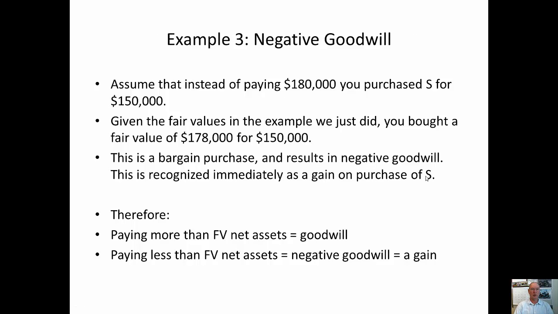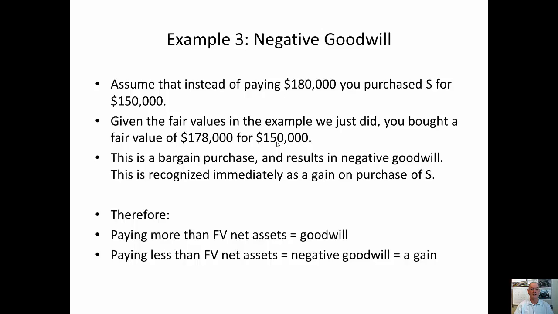Now the third example involves negative goodwill. In this example, it's just one really specific case where we actually have what's called a bargain purchase. So in order to make this happen, I'm changing our purchase price from 180,000 to 150,000. Now, in the previous example, we had a fair value of 178,000. We just bought that for 150. So the difference, 28,000, is negative goodwill.